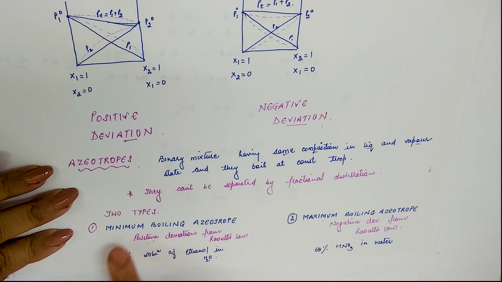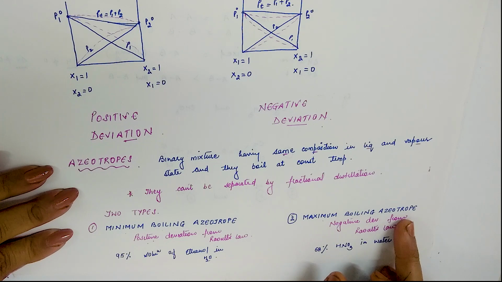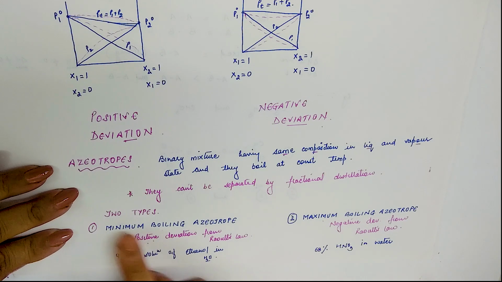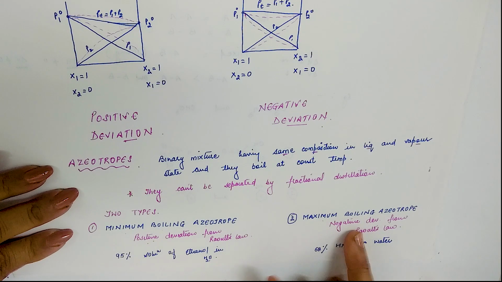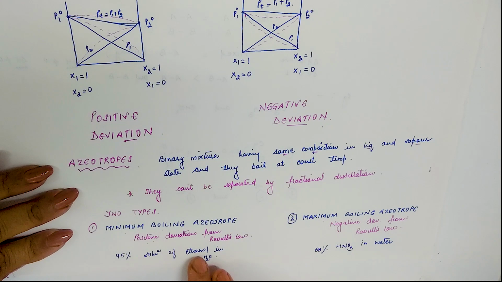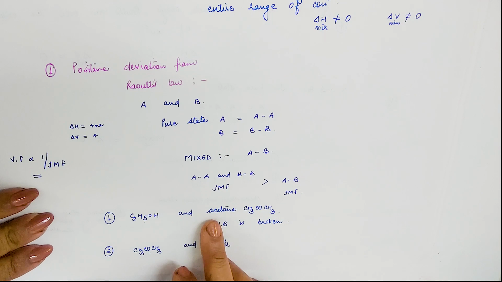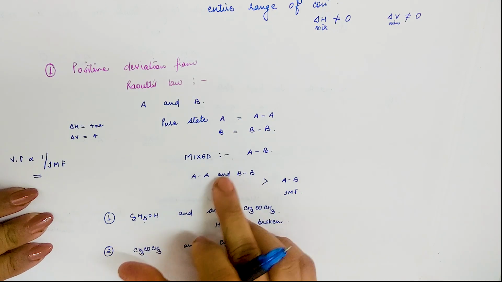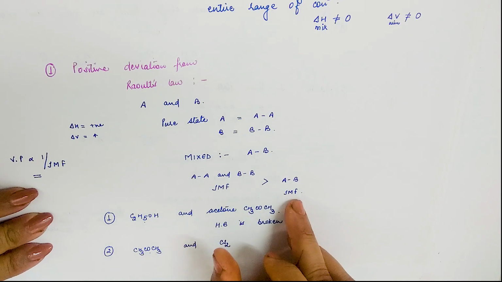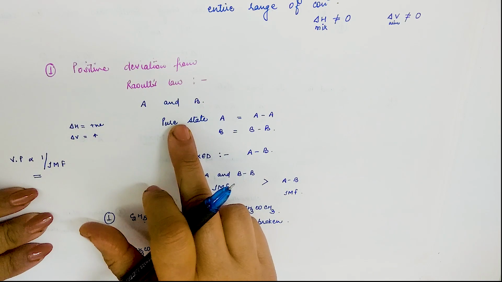Two types are there: minimum boiling azeotrope and maximum boiling azeotrope. Which show positive deviation are minimum boiling, which show negative deviation are maximum boiling. Okay, now just see. Here I am considering the example of ethanol in water. Just now I explained to you that the ones which are breaking the hydrogen bonding, when the intermolecular forces after the mixing become weak, then it is the positive deviation.